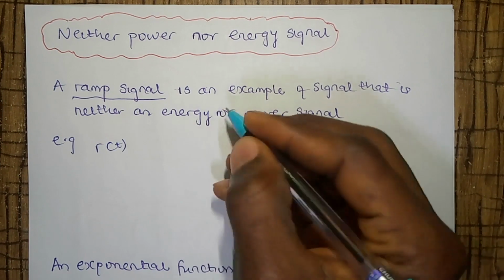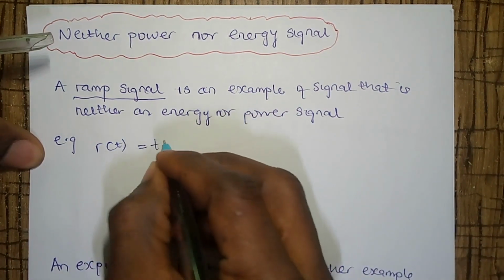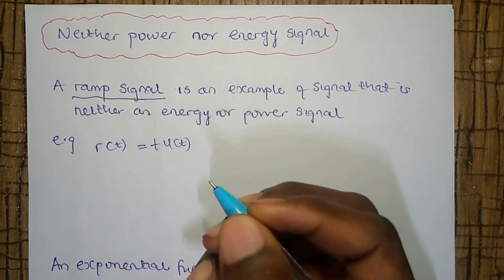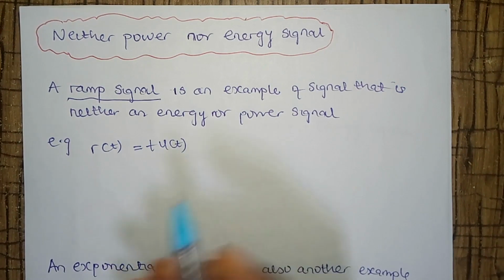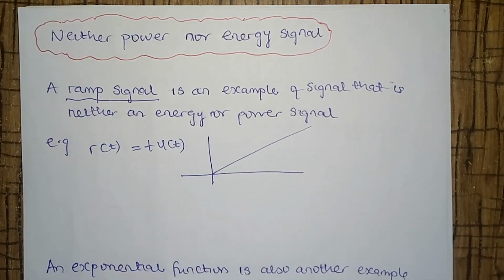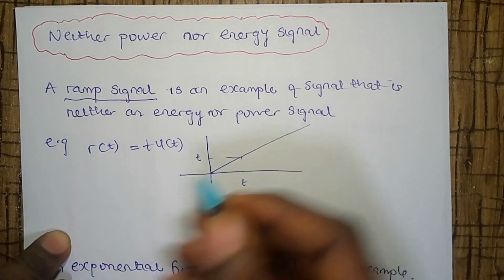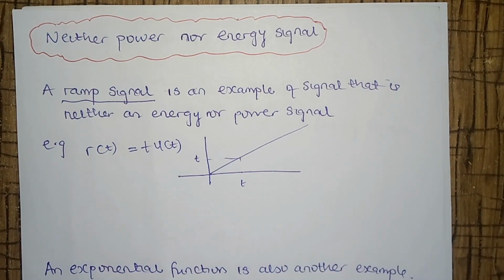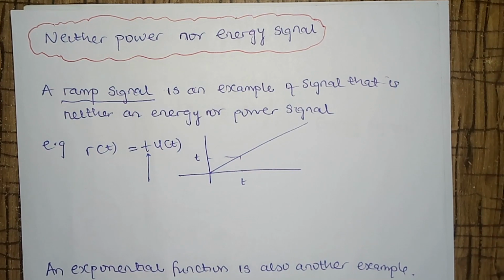And the reason why it is neither an energy signal nor a power signal is that r of t is defined as t u of t. If you go back to our video on basic signals, you will see t u of t as the function that goes like this. It tends to infinity, like in a slopey form. So at any point we have a value of t. It keeps going. Now the thing here is that we take this and test it to infinity, as we usually do.